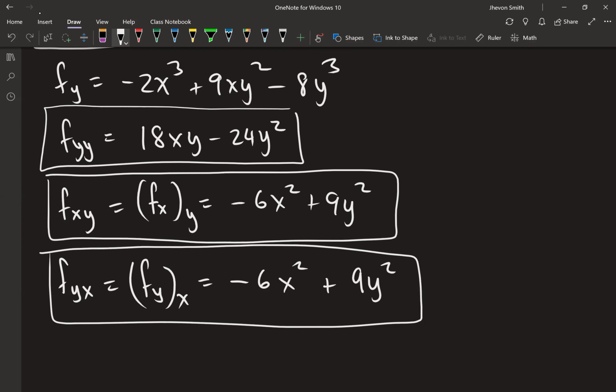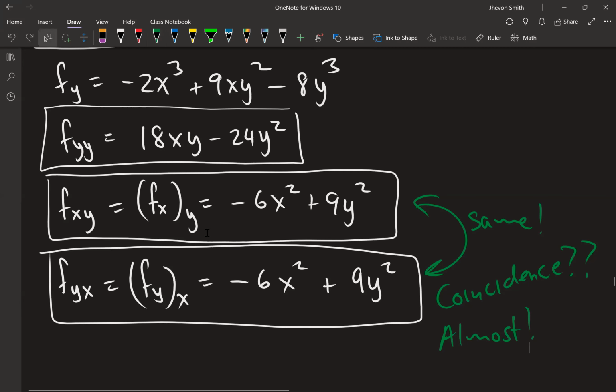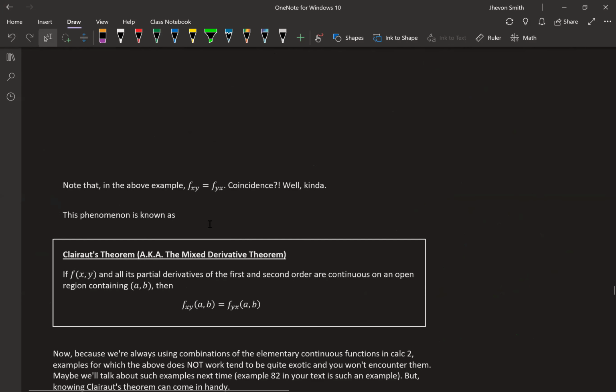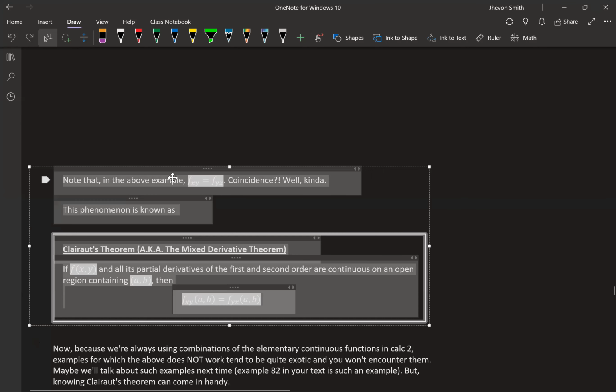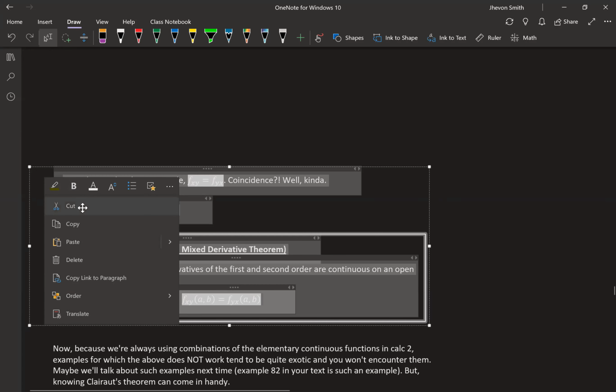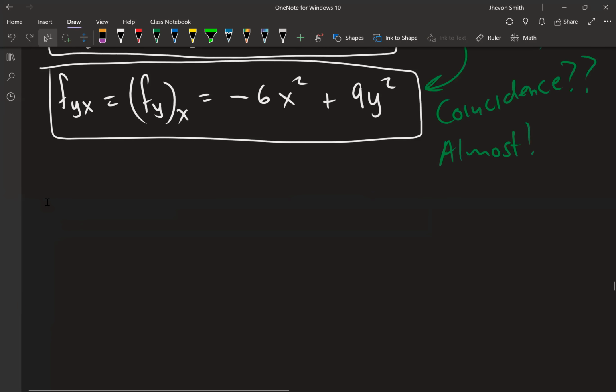And Natalie noticed, hey, these guys are the same. Coincidence? Well, almost. It's not a coincidence that these two were the same. We actually know that. There's a very important theorem. It's called Clairaut's theorem. It's one of those French guys. I always spell his name wrong whenever I'm writing it on a board.